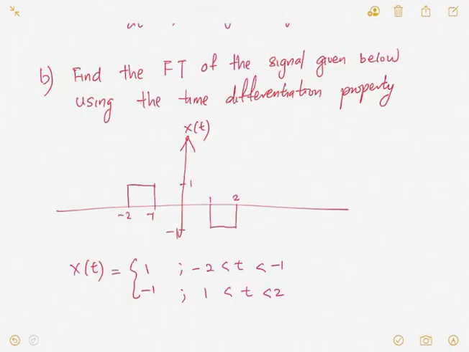Okay, the second question: find the Fourier transform of the signal given below using the time differentiation property. You have this kind of signal, x(t). From negative 2 to negative 1, you have an amplitude of 1, and from 1 to 2, you have an amplitude of negative 1. So find the differentiation of this x(t), and then find the Fourier transform of this x(t) using the differentiation property.